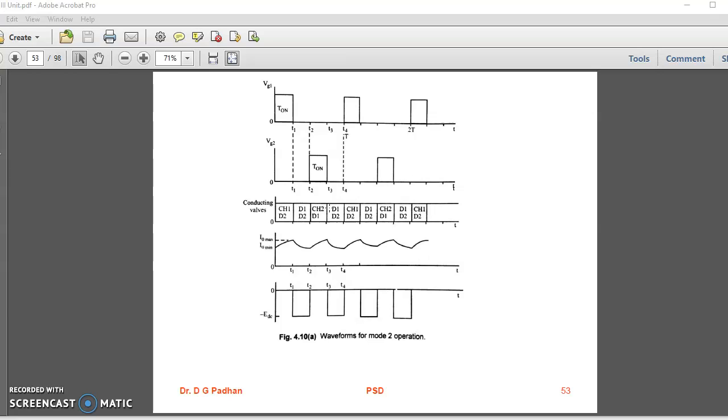The direction of the rotation has changed, and hence the polarity of the back EMF has changed. So this is how you will get the first quadrant and fourth quadrant operation using the type D chopper.